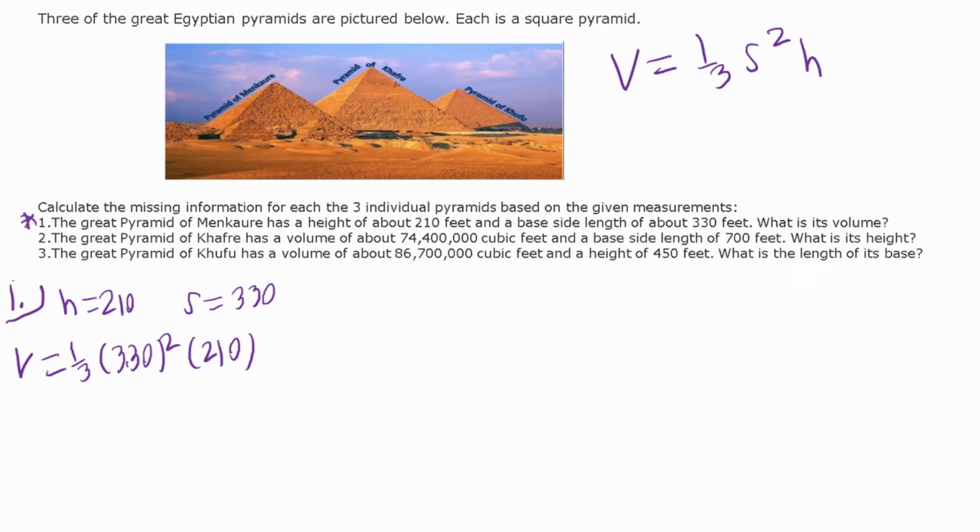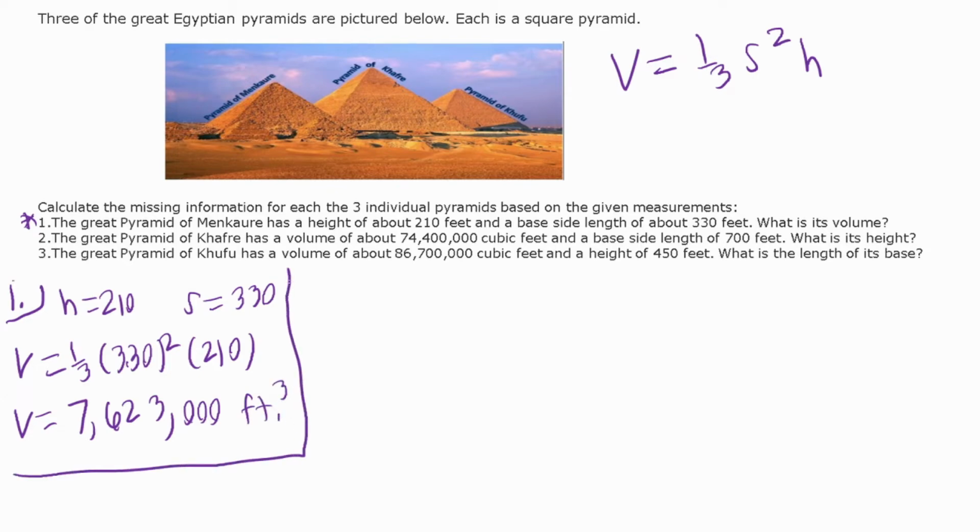We get 1/3 times 330 squared times 210. And that gives us a big number. The volume of this pyramid is going to be 7,623,000 feet cubed. And that's our first answer.